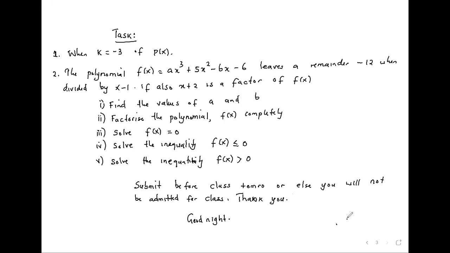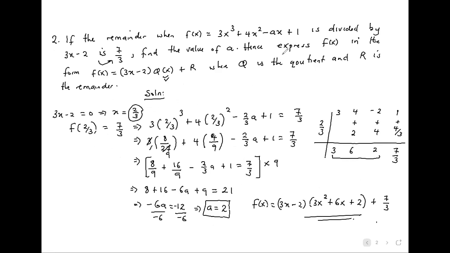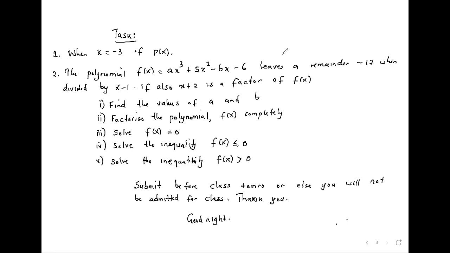So do we have to solve the inequality after finding the values of A and B? Yes, you can't go there without knowing A and B. So we first solve for A and B, then the inequality. You solve them in order. Find A and B. Then you factorize completely. After you factorize completely, you solve f of x equal to 0, then less than or equal to 0, and then greater than 0.